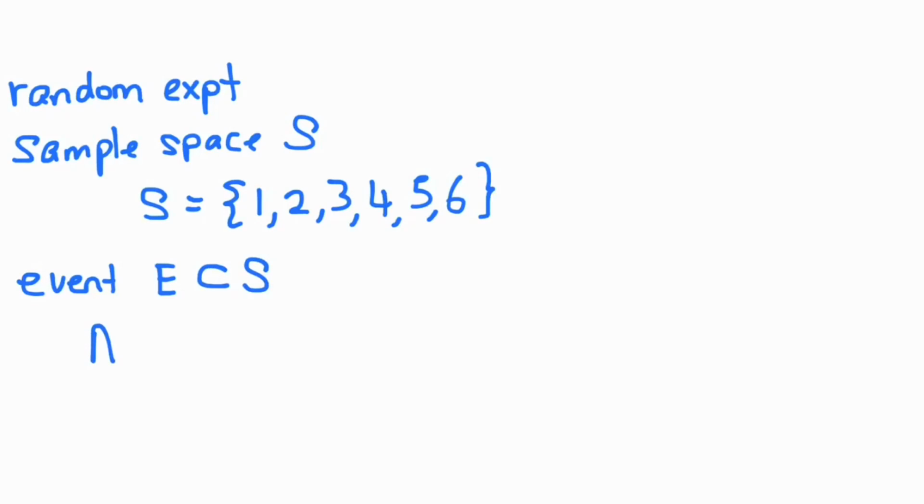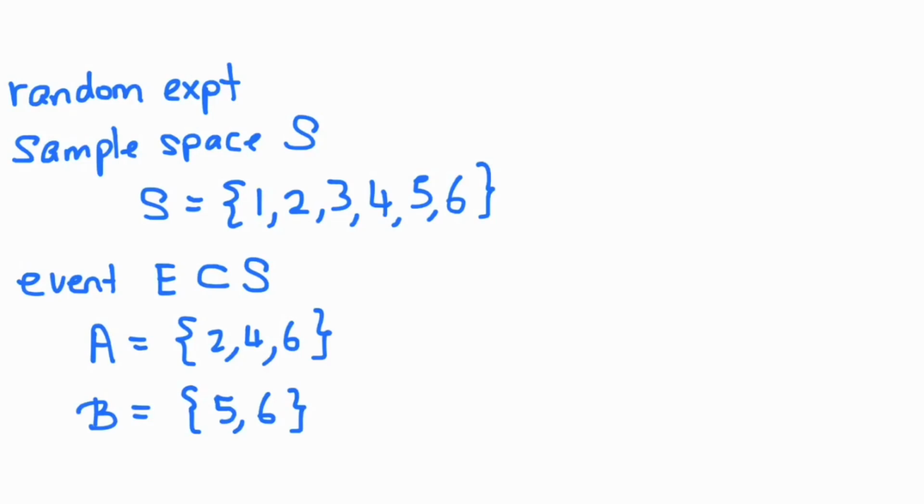So if we are interested in the event that we get an even number when we toss a die, then A will be 2, 4, 6. The event B could be the event that we get a number more than 5, then B is 5 or 6. C could be the event that we get a 1, then C is just 1.